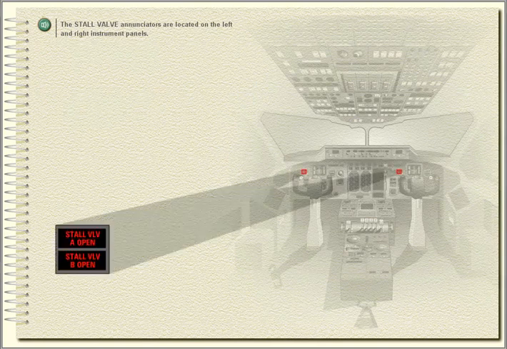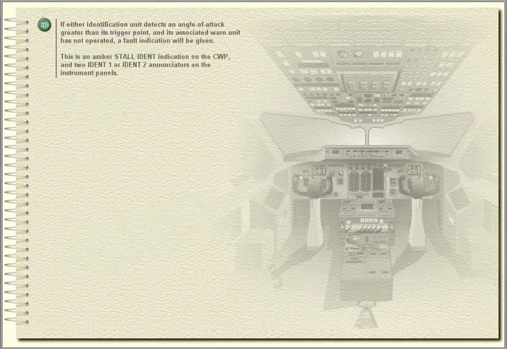The stall valve annunciators are located on the left and right instrument panels. If either identification unit detects an angle of attack greater than its trigger point, and its associated warn unit has not operated, a fault indication will be given. This is an amber stall identification indication on the central warning panel, and identification 1 or identification 2 annunciators on the instrument panels.